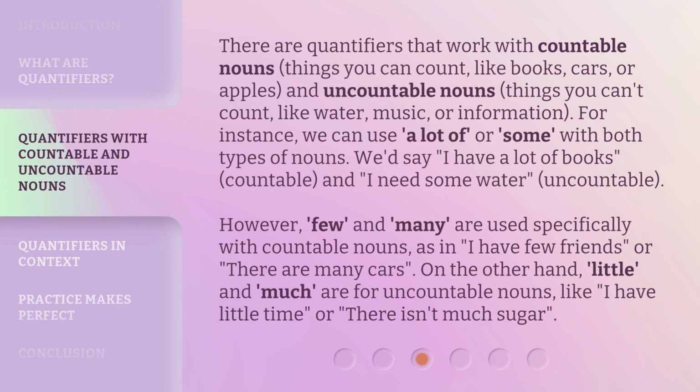There are quantifiers that work with countable nouns, things you can count, like books, cars, or apples, and uncountable nouns, things you can't count, like water, music, or information. For instance, we can use a lot of or some with both types of nouns. We'd say, I have a lot of books, countable, and I need some water, uncountable.